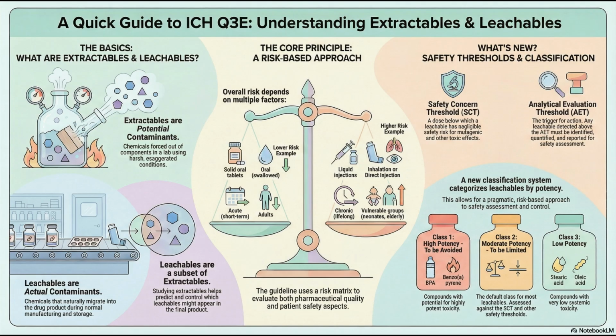Now, where does this Q3E guideline fit into the bigger ICH picture? It slots right into that core Q3 framework for impurities. I mean, if you've worked in this space, you know Q3A and B cover impurities in the drug substance and product. Right, and Q3C for solvents, Q3D for metals. Exactly, and M7 for mutagenic impurities. So you can think of Q3E as the dedicated chapter for organic impurities that come from these materials, the plasticizers, the antioxidants, things like that. So it's the official organic E&L chapter.